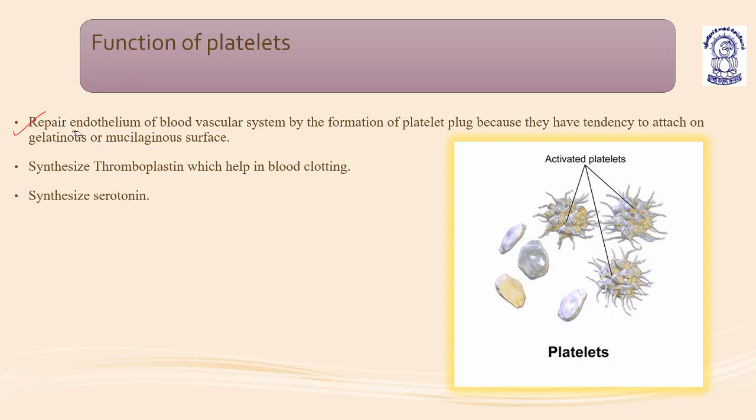They help to repair the endothelium, which is the wall of the blood vascular system, by the formation of a platelet plug, because they have a tendency to attach to gelatinous or mucilaginous surfaces, containing gelatin or mucin or mucus. They synthesize thromboplastin, which helps in blood clotting, and they also synthesize serotonin. So these are the functions of platelets. You can see the activated platelets here.